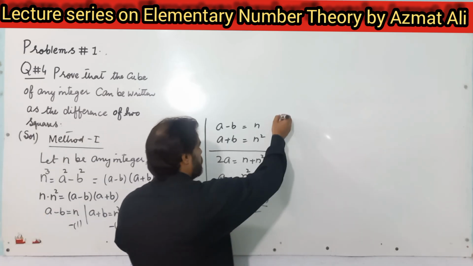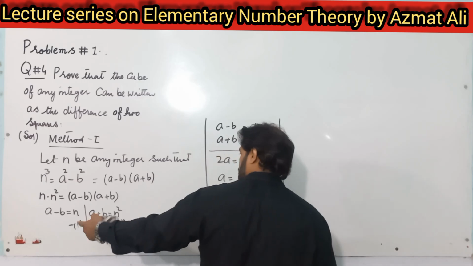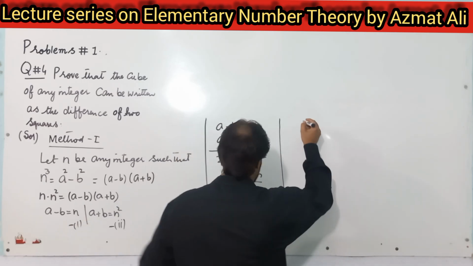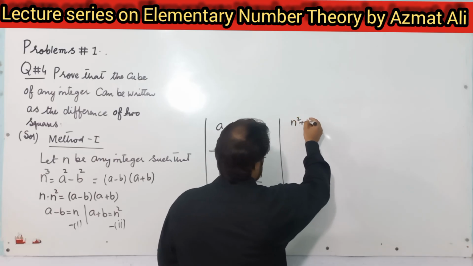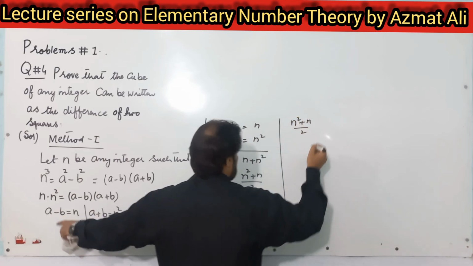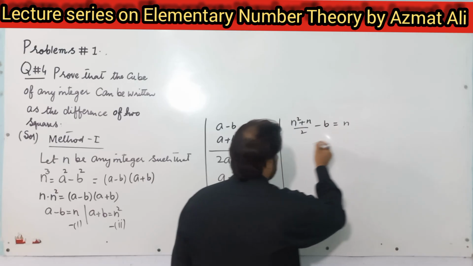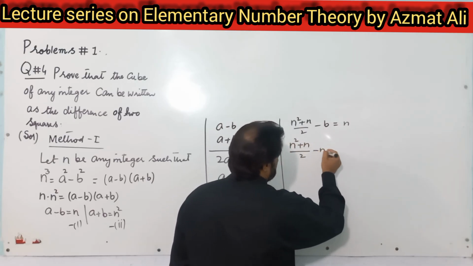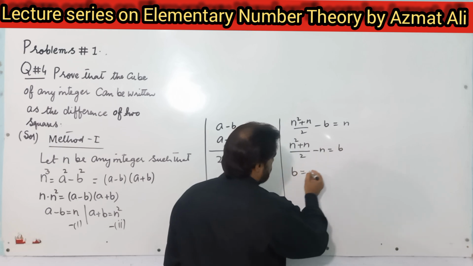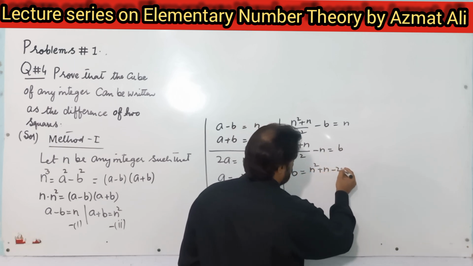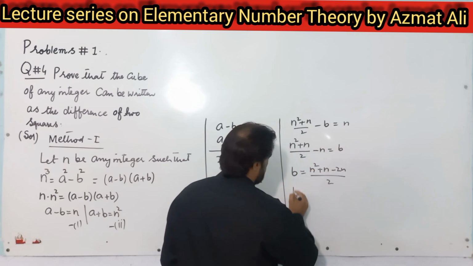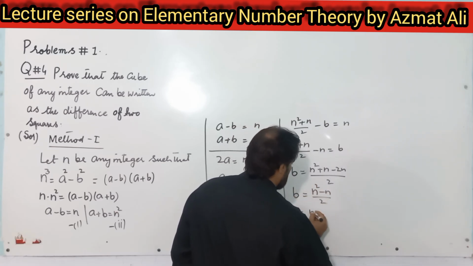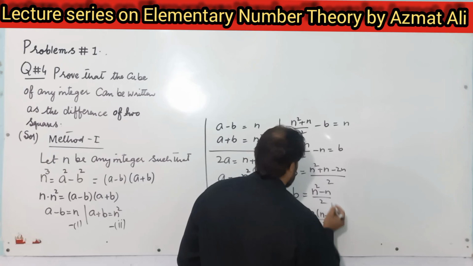And substituting this value of a in one of the equations, suppose we substitute this in equation number 1, we have (n square plus n) by 2 minus b is equal to n. From here, (n square plus n) over 2 minus n is equal to b. b is equal to (n square plus n minus 2n) over 2. From here, b is equal to (n square minus n) by 2. You can write it as n into (n minus 1) by 2.